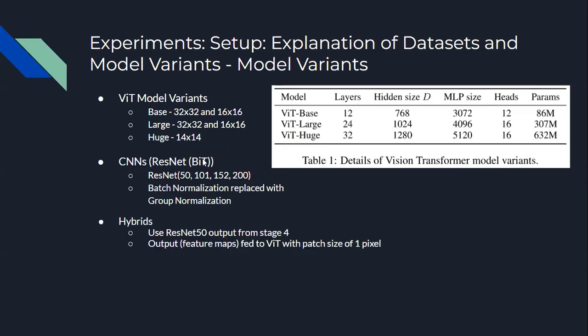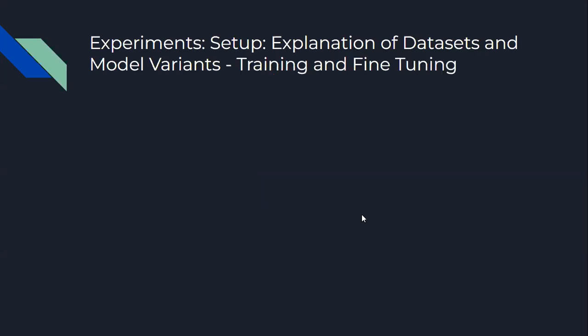They use a variety of CNNs to test on, ResNets of different layer sizes, 50 through 200, but they use group normalization instead of batch normalization, which allows them to take into account any kind of cross dependencies between the channels. For the hybrid models, they simply use a ResNet 50. At stage 4 of the ResNet 50, they take the feature maps that are output and feed them into the ViT with patch size being 1 pixel.